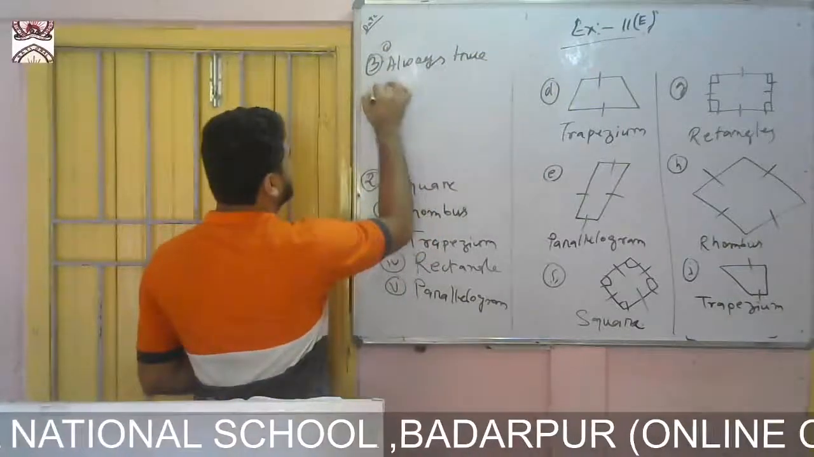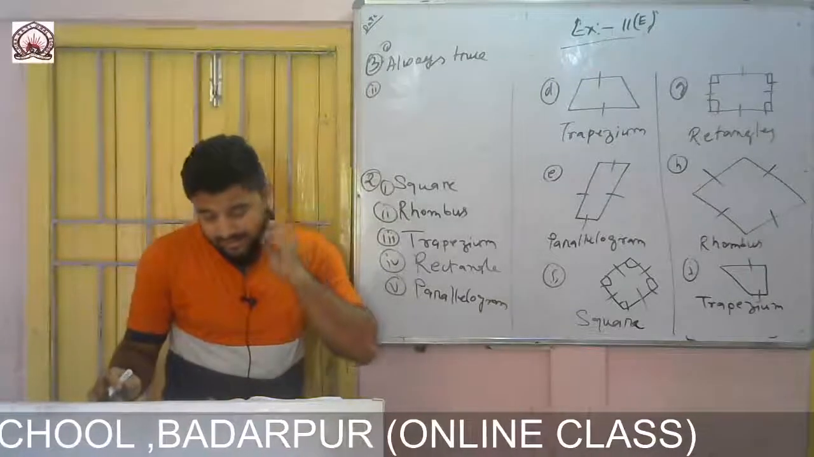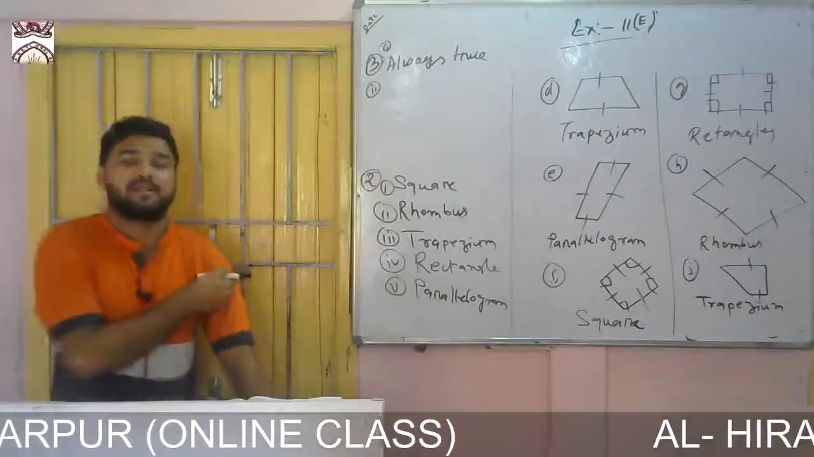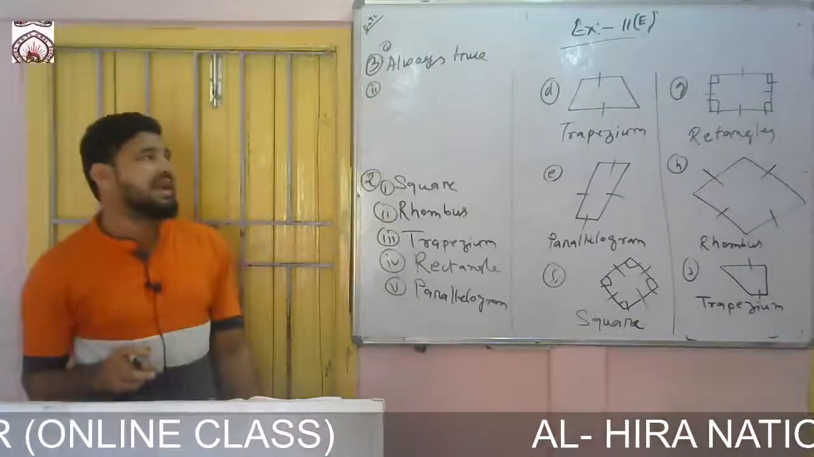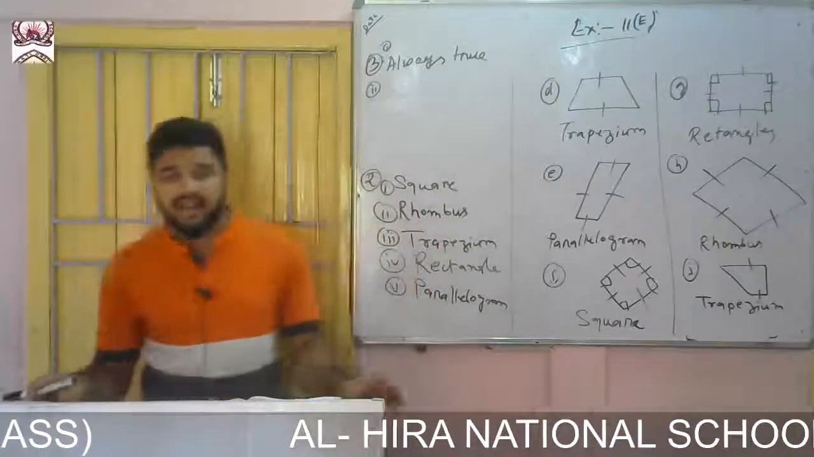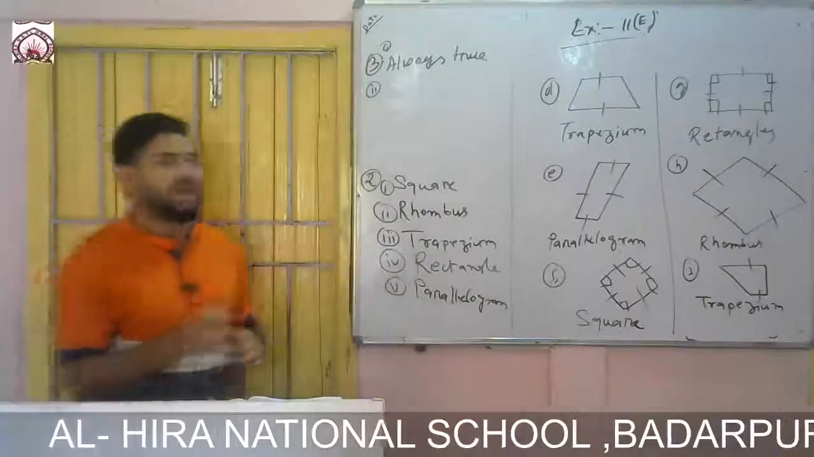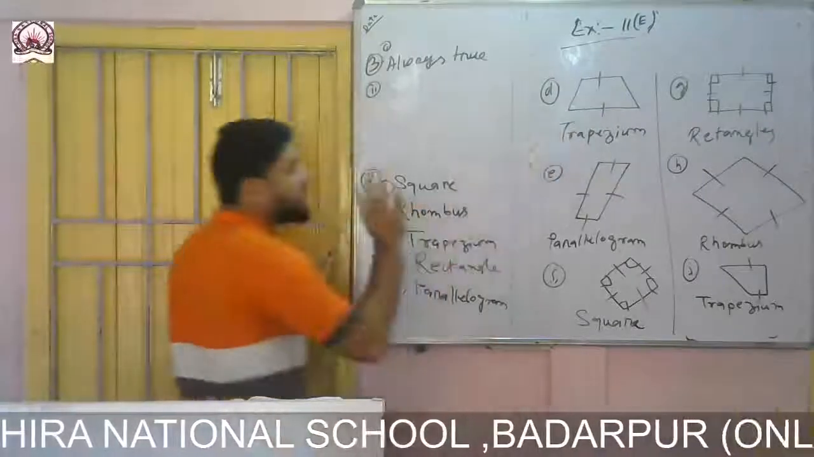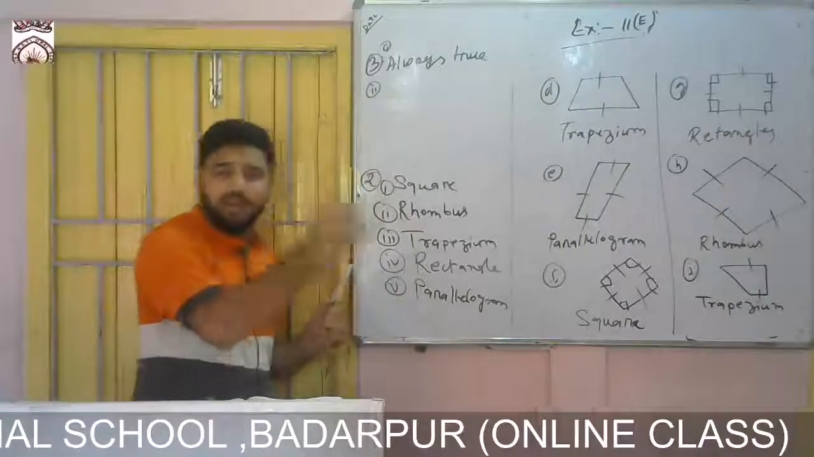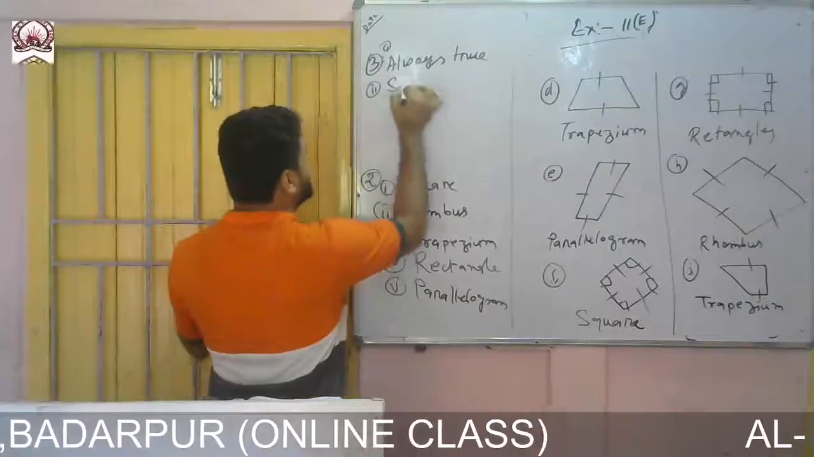3-2, what is there? A parallelogram is a trapezium. As I said, it is sometimes true. Why? Because in parallelograms we know 2 pairs of opposite sides, 2 pairs of parallel lines are there. But in a trapezium, 1 pair of parallel lines. So you can say that some characteristics match with the parallelogram. So sometimes it's a parallelogram. Sometimes true.